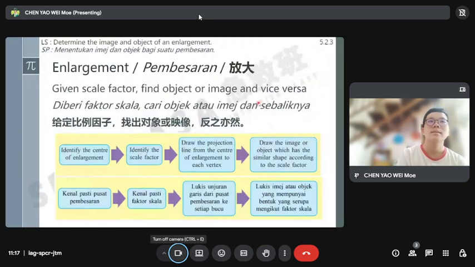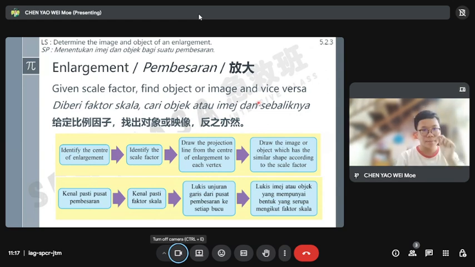And now the next thing: given a scale factor, the question asks you to find the object or image, or given the object and image, find the scale factor. These are the steps you need to know. First thing, identify the center of enlargement.